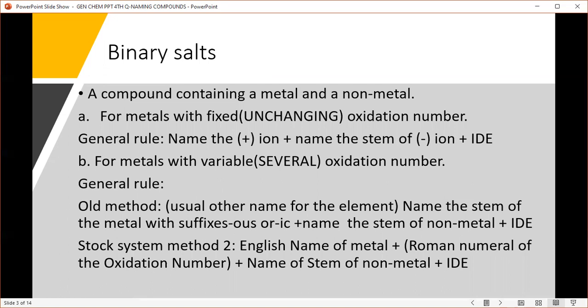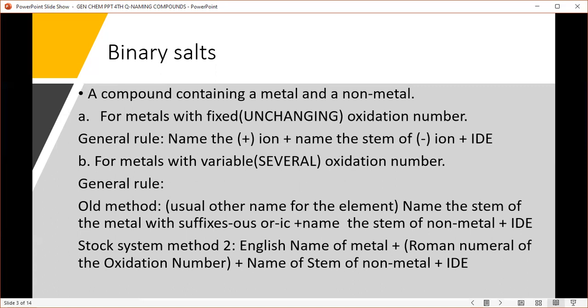Like for example, here we have nickel. Nickel has positive 2 or positive 3 oxidation charges or numbers, which means several. The same thing with ruthenium. Ruthenium has positive 3, 4, 6, and 8. So that's having several oxidation numbers. If ever you encounter binary salts having this type of metals, you will be able to name them by the following rules.